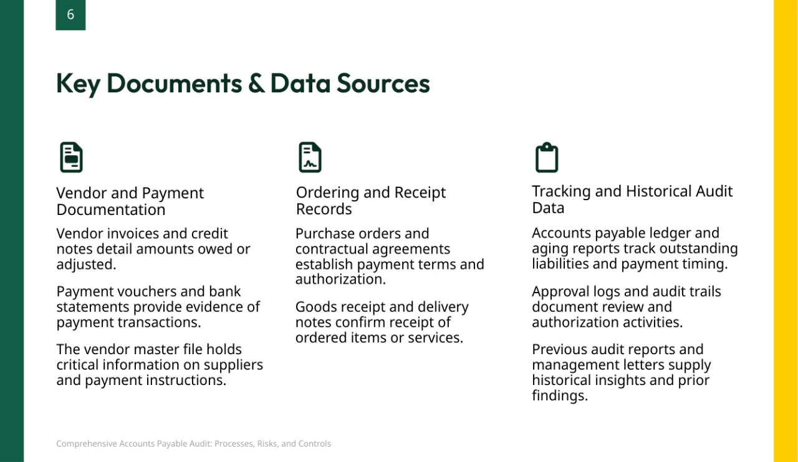The accounts payable ledger and aging reports help us keep track of outstanding liabilities and when payments are due. Approval logs and audit trails document the review and authorization processes, adding a layer of transparency. Additionally, previous audit reports and management letters give us valuable historical insights and highlight any prior findings that might impact current evaluations. Together, these documents form a comprehensive foundation for managing and auditing financial transactions effectively.